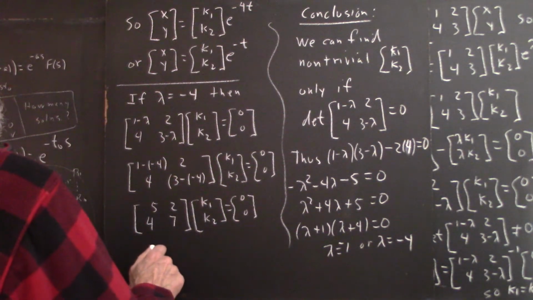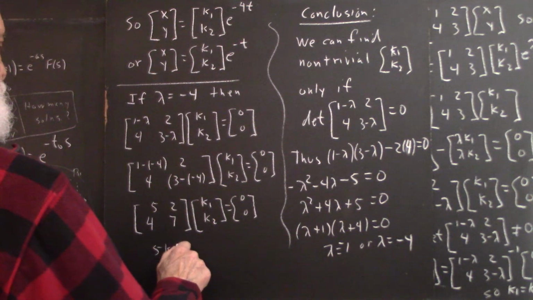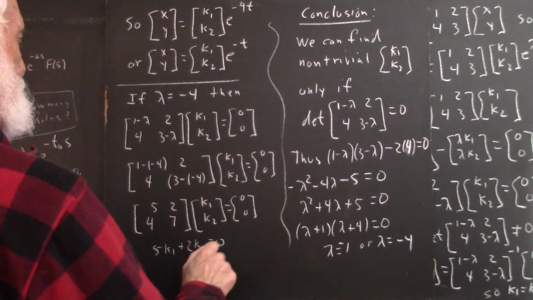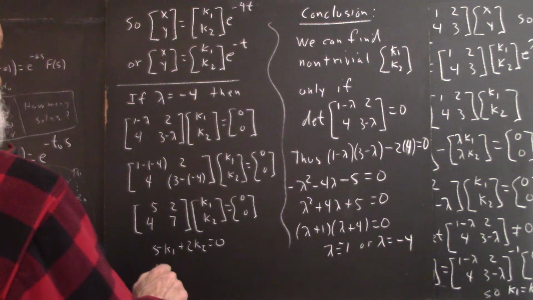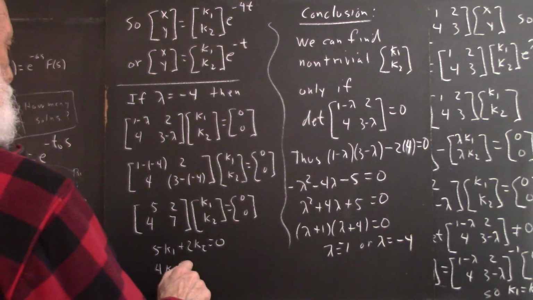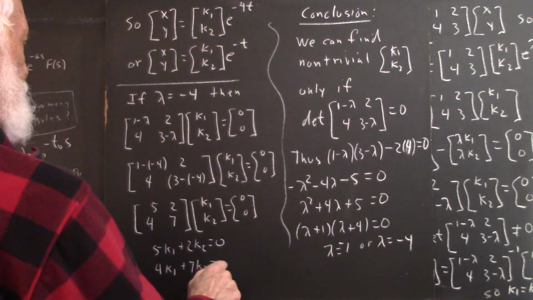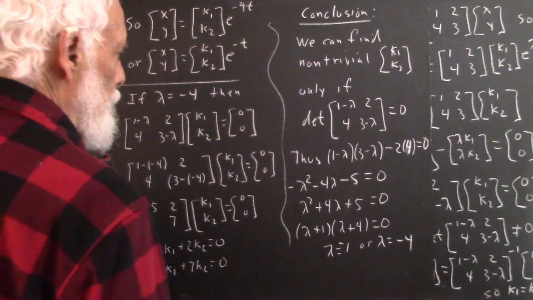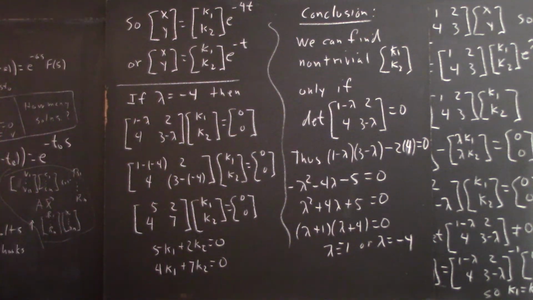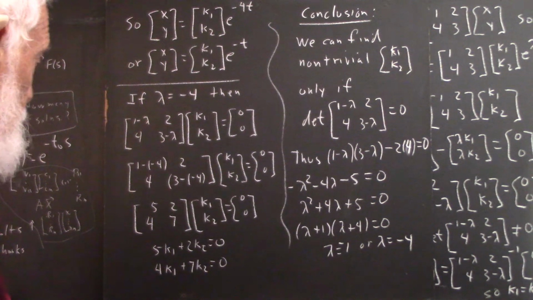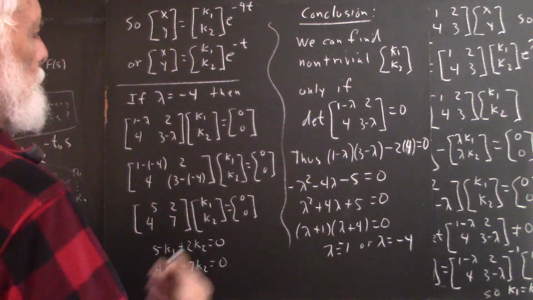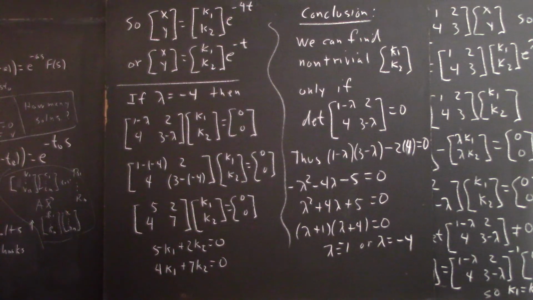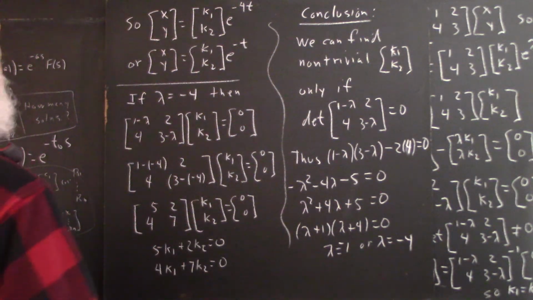This would give us 5K1 plus 2K2 equals 0. And also 4K1 plus 7K2 equals 0. And these two equations are not compatible. And they, of course, need to be to solve the eigenvalue problem. So I'm probably going to have to backtrack a little bit and repair this solution.